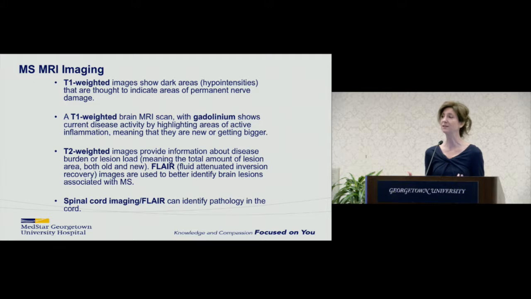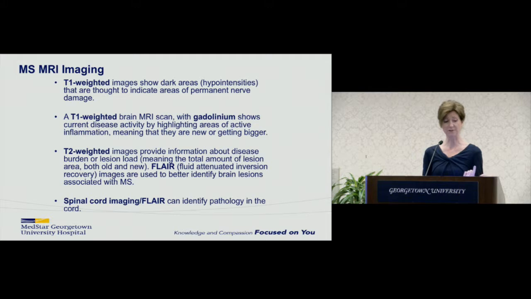T1 with gadolinium is contrast. When we give you contrast into your vein, then it is able to light up areas of active inflammation. The gadolinium is a big molecule, and it shouldn't cross the blood-brain barrier, but if it does, then we know there's inflammation. That blood-brain barrier has been disrupted.